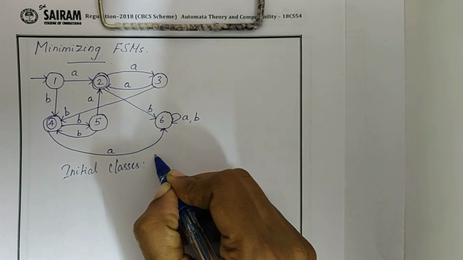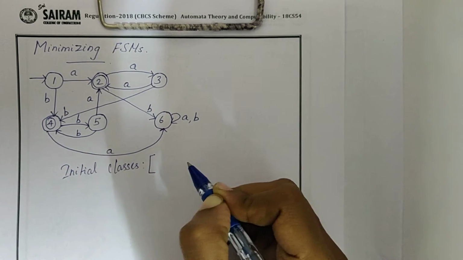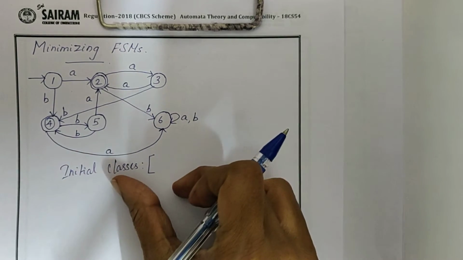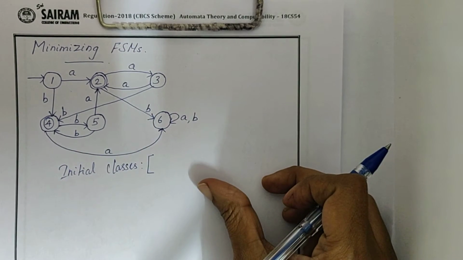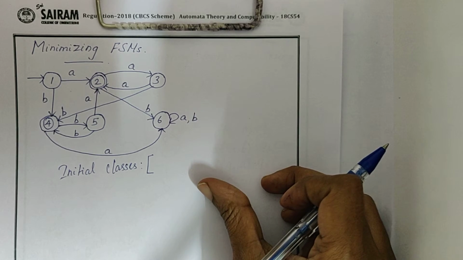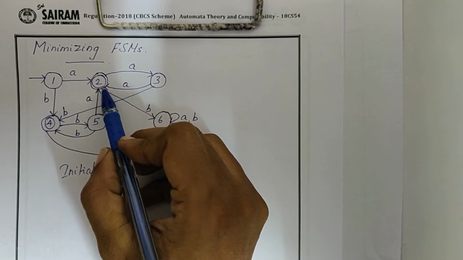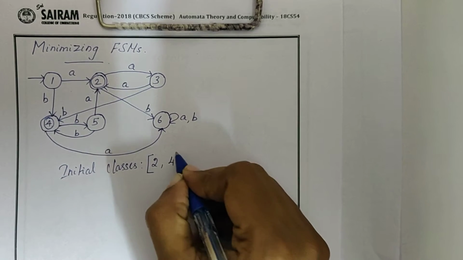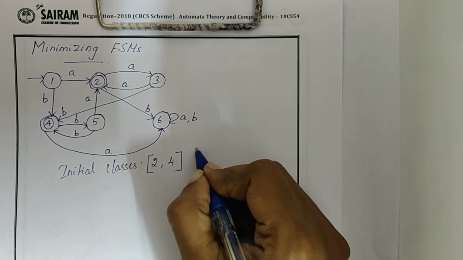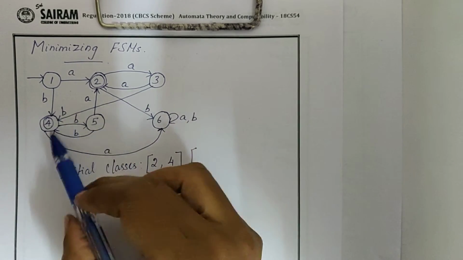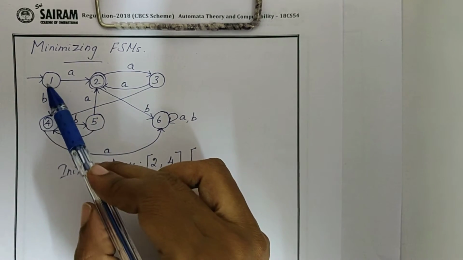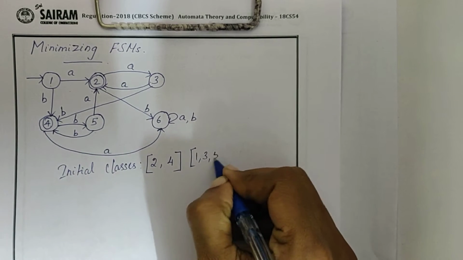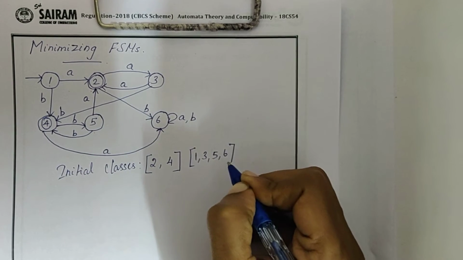These classes I can write inside square brackets. The initial classes will be: first class is the final states and the next one is the non-final states. States with double circle, I have 2 and 4. So 2 and 4 in one class, and the next class will be all my non-final states, that is 1, 3, 5, 6.